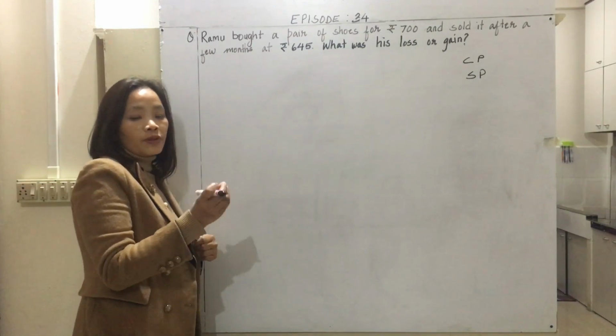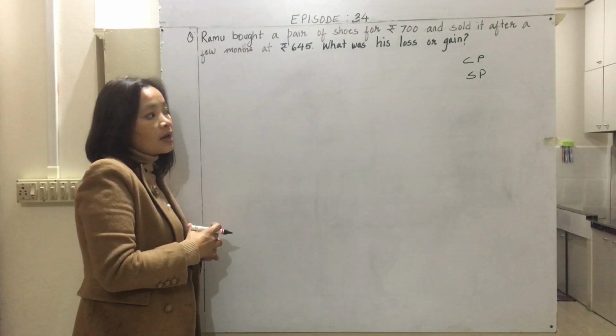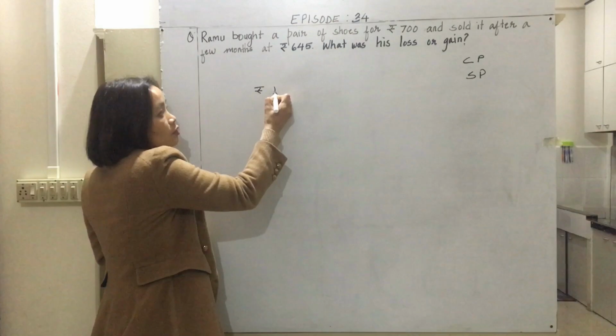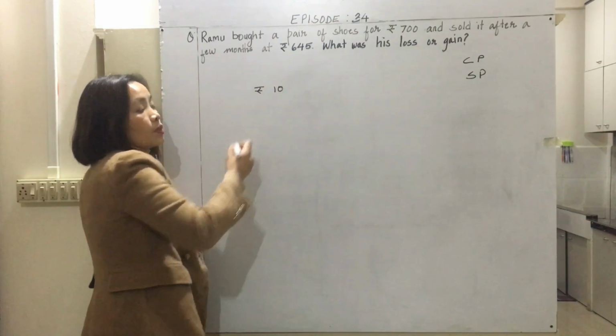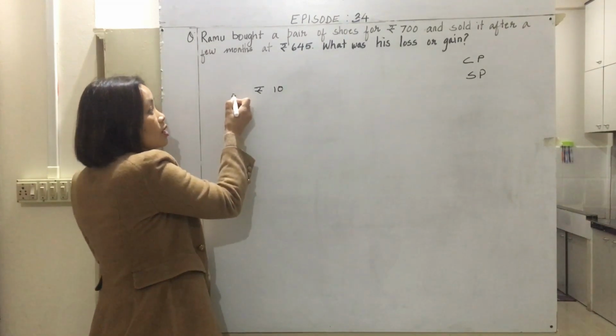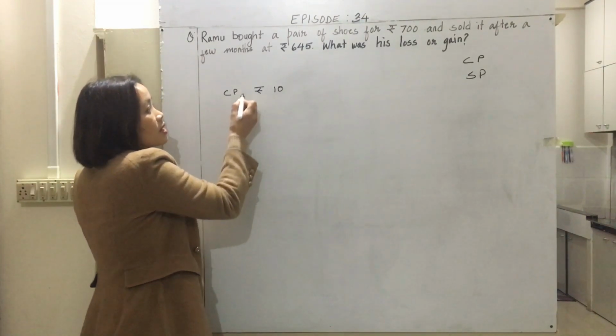Loss and profit can occur. For example, you bought a pen for 10 rupees, right? You bought a pen for 10 rupees. That means 10 rupees is your CP, right?